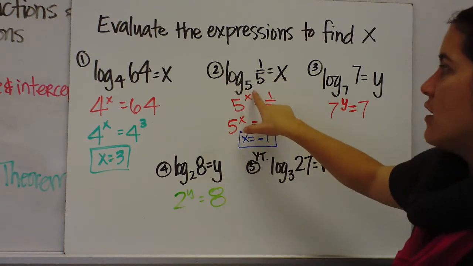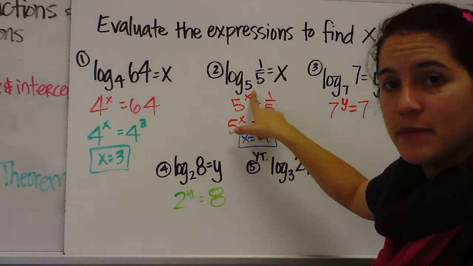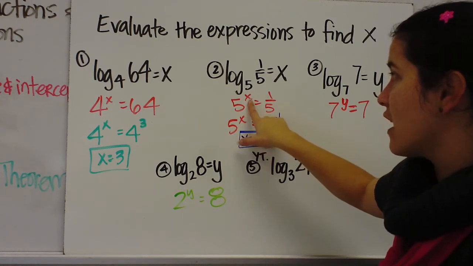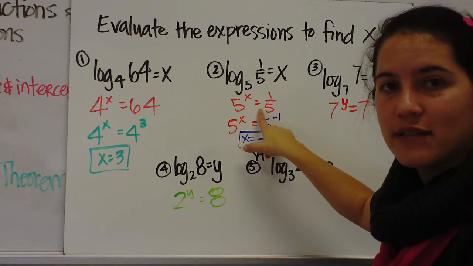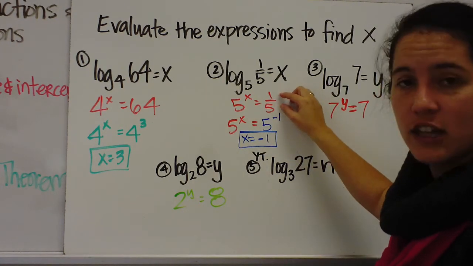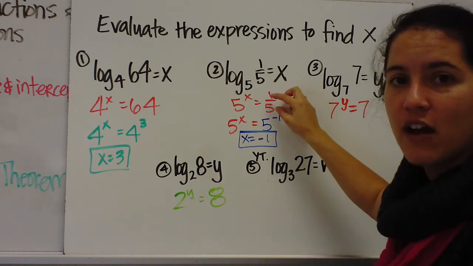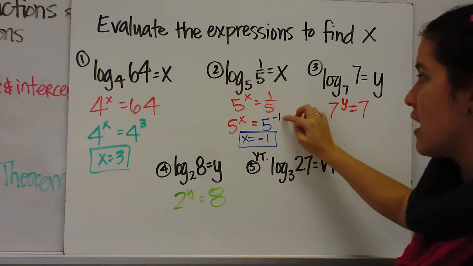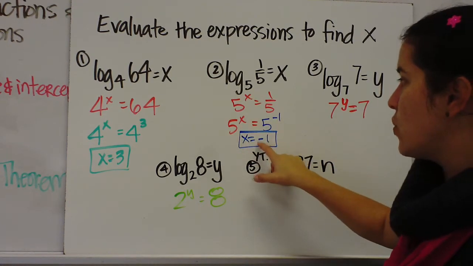Number 2, log base 5 of 1/5 equals x. I rewrote it in exponential form, which is 5 to the x power equals 1/5. And then I can rewrite it with the same base of 5. I know that 1/5, since it's a reciprocal, since the 5 is on the bottom, had a negative exponent, and it was a -1. Which means my x value is going to equal -1.